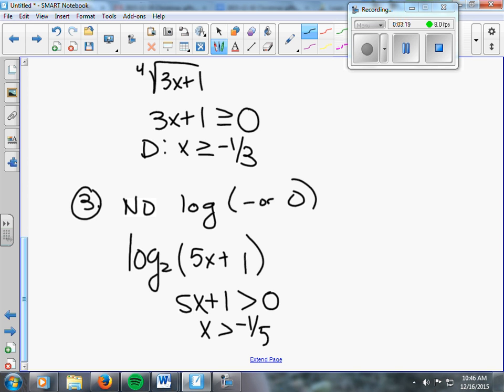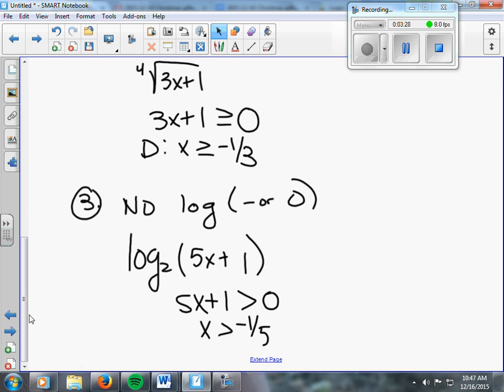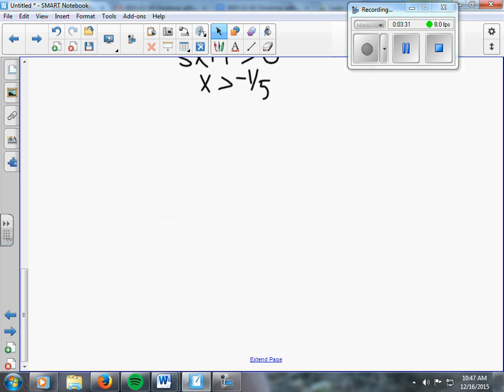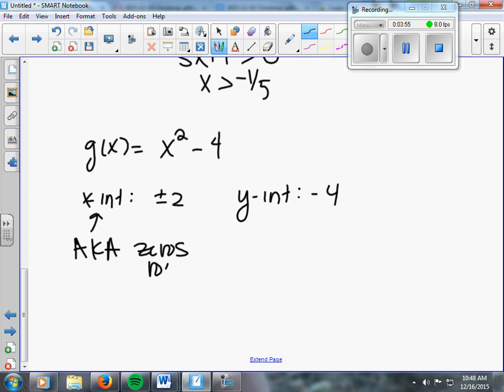The ranges are just case by case. They're a little bit tricky. You should know your graphs to know your range as well. And intercepts, know your x and y intercepts. How do you find the x-intercept and the y-intercept? So for example, say g of x is x squared minus 4, then to find the x-intercepts, you replace y with 0 and solve for x. These are also known as zeros, and they are also known as roots. We have several names for the same thing. Those are all x-intercepts, and then the y-intercept would be negative 4 there.